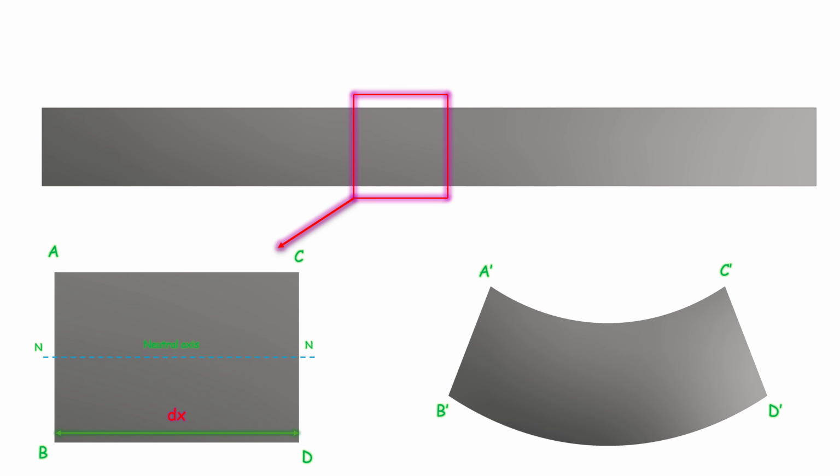It is clear that some of the layers have been shortened, while some of them are elongated. At a level between the top and bottom of the beam, there will be a layer which is neither shortened nor elongated. This layer is known as the neutral layer or neutral surface, N'N'. This theory of bending is known as the theory of simple bending. It is clear that top layers go into compression and bottom layers go into tension.